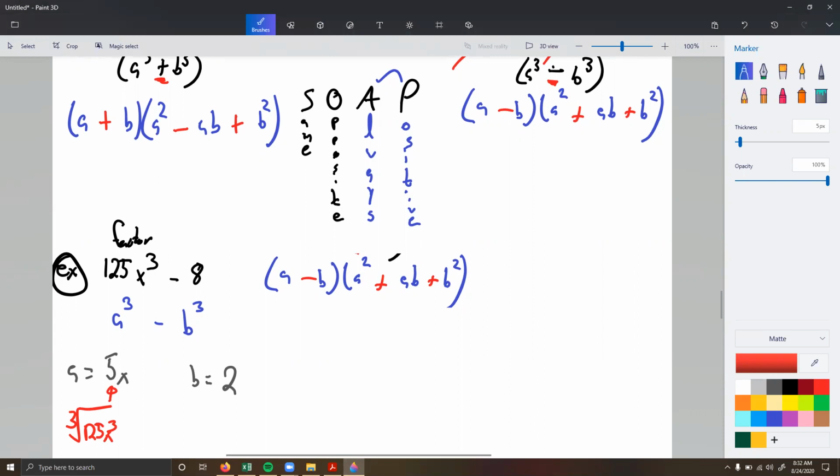So now we're going to go ahead, we're going to plug these different parts into our formula that we have. So when we do that, we get A minus B, so we're going to get 5x minus 2. Times, we're going to get A squared, that's going to be 25x squared. Okay, plus AB, so we're going to multiply them. 5x times 2, we're going to get 10x. And then plus B squared, so 4. And that is your answer. Questions about that process?